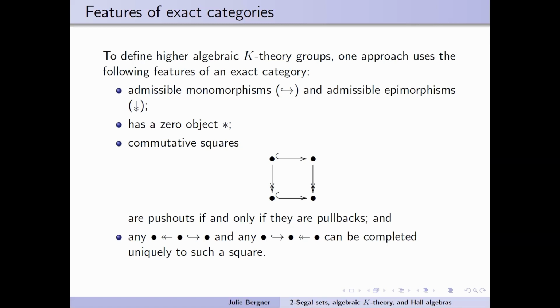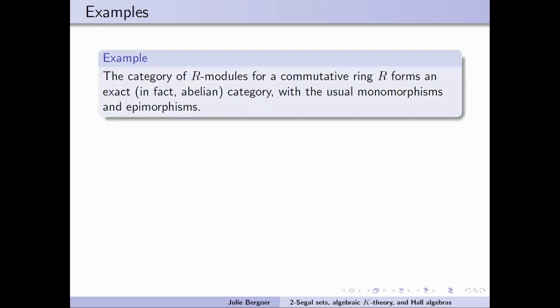Because you're using pushouts and pullbacks, anytime you have a span, the left-hand and top arrows, that can be completed, essentially uniquely, up to isomorphism, to a square by taking the pushout. Similarly, if I take the cospan given by the bottom arrow and the right arrow, I can take the pullback, and that will determine a square as well. So these are the features we're going to be interested in.